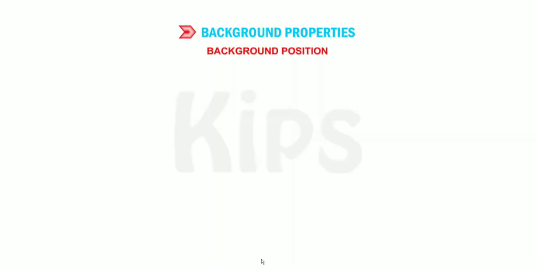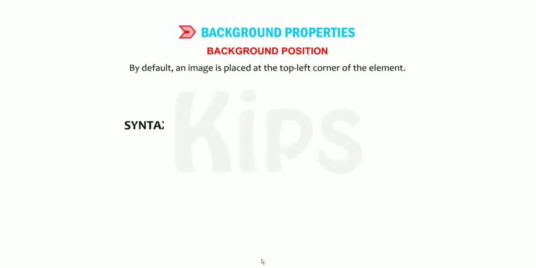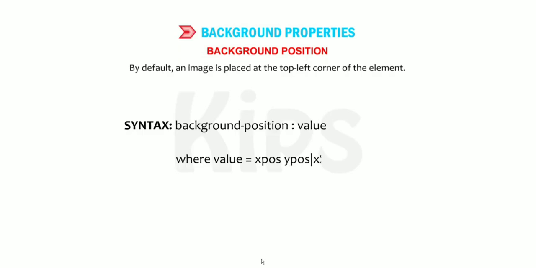Let us now understand how you can also position the image. This property helps us in placing the picture or image at the desired place on the HTML document. By default, an image is placed at the top left corner of the element. Syntax: background-position: value, where value equals X pos Y pos, X percentage Y percentage, top center, bottom left, center right.